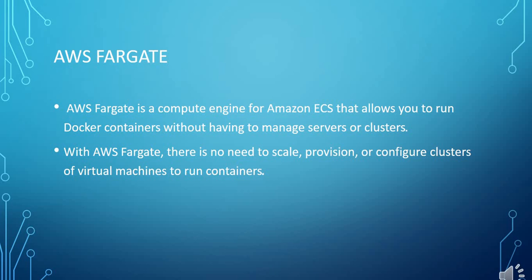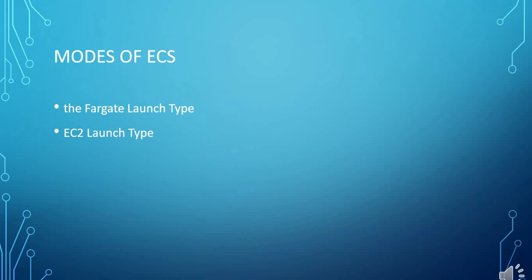AWS Fargate is a compute engine for Amazon ECS, which allows us to run our Docker containers without having to manage servers or clusters. With AWS Fargate, there is no need to scale, provision, or configure clusters of VMs to run our containers. There are actually two modes of ECS service. The first one is Fargate launch type, and the second one is EC2 launch type.